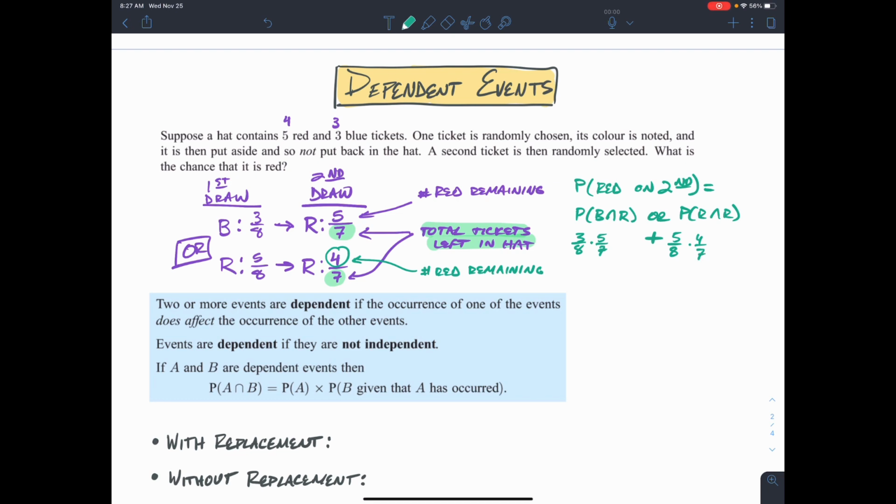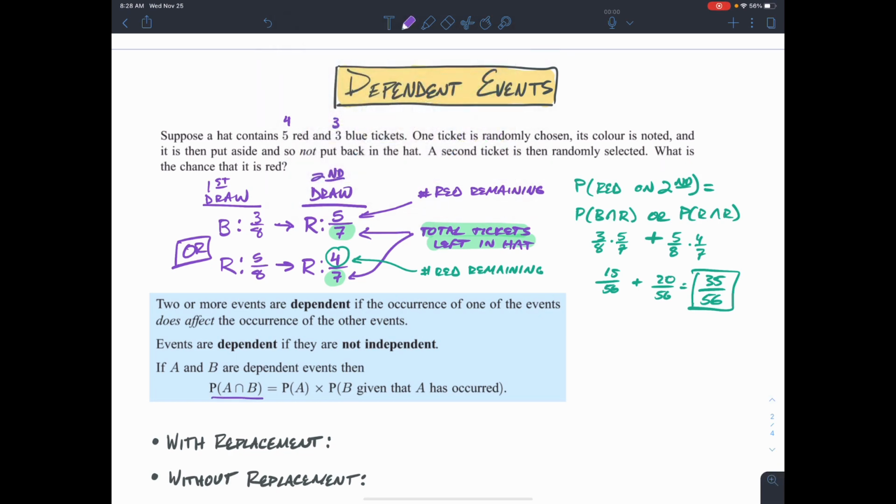So we're still doing the same idea that we did before. We're still multiplying these two events together, just like we did with independent events. And now here we've got 15 out of 56 plus our 20 out of 56, which is a total of 35 out of 56. So there's our probability of getting red on the second draw. And that takes us then to this definition again.